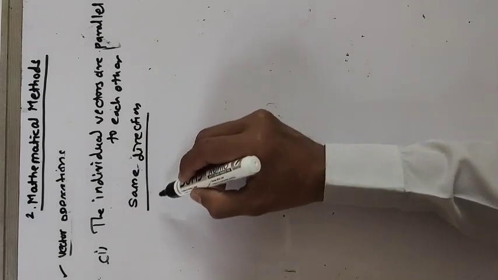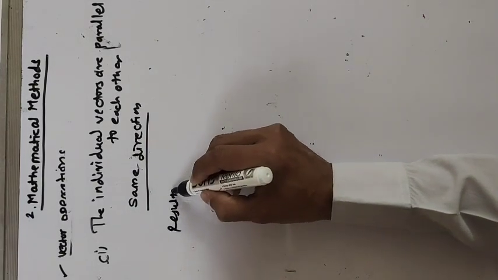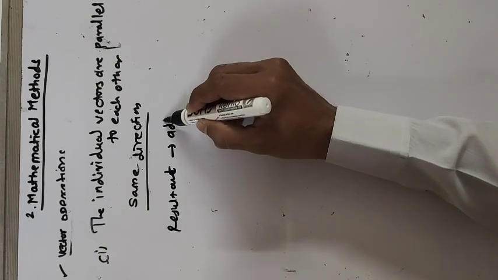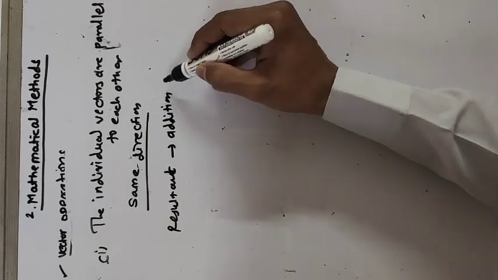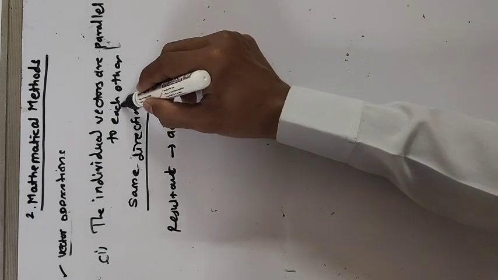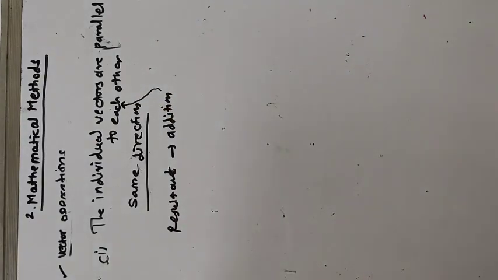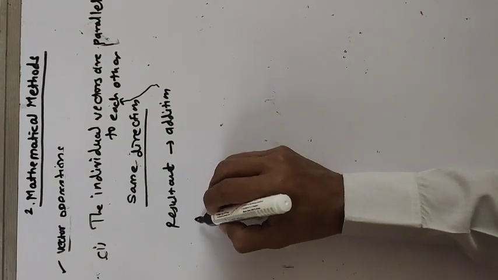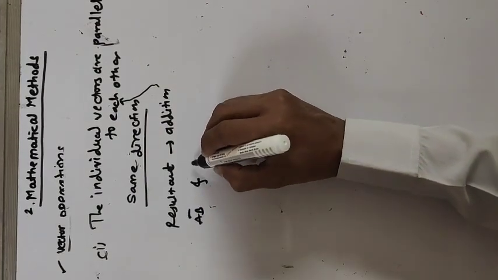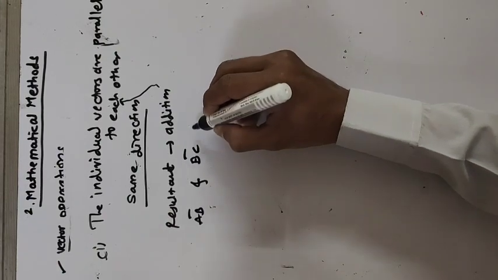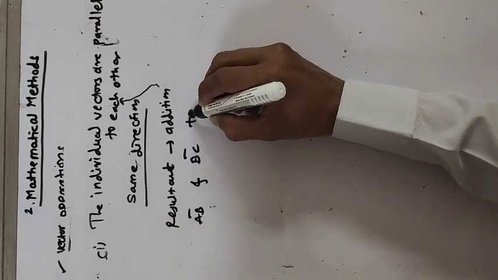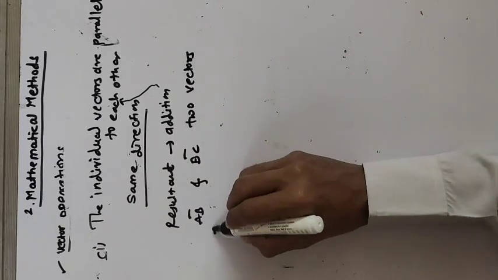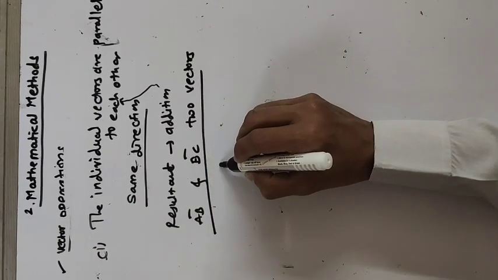Then how will the resultant be obtained? Resultant is the addition of these two individual vectors which are parallel to each other. How is it given? Suppose AB bar and BC bar are two vectors. They can be added to give a single vector AC bar.